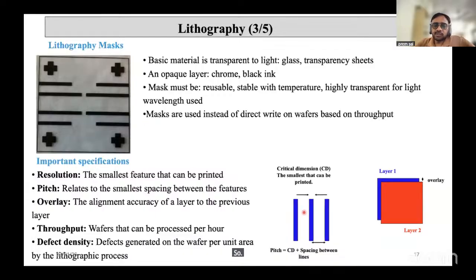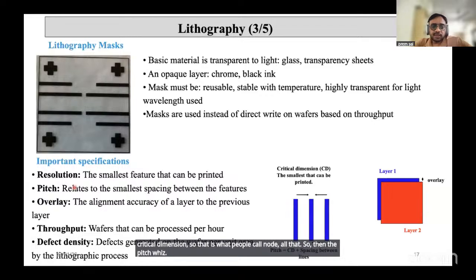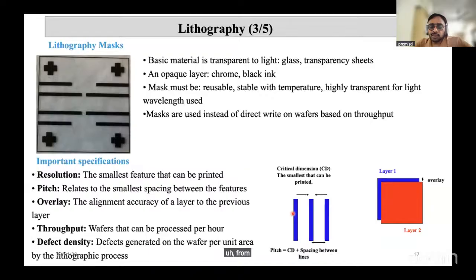So if you see, this is one feature, okay, the spacing between. This particular thing is called a critical dimension. That is what people call node, all that. Then the pitch width, there is another term, which is the distance from this end to this end. Or you can call it the spacing between plus the critical dimension.